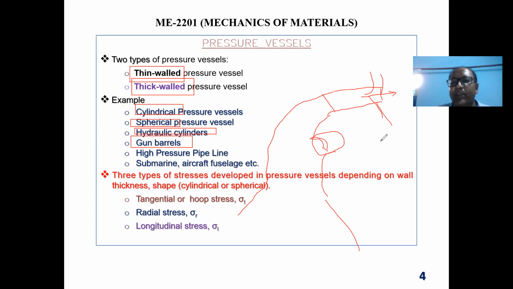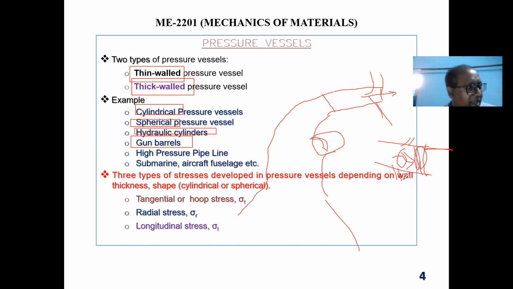So how does a gun barrel work? Say you have a bullet right over here in the barrel. You load the bullet, behind the bullet you make an explosion, and the bullet travels faster. That means the pressure increases here, so you need to make sure that this wall does not get cracked.